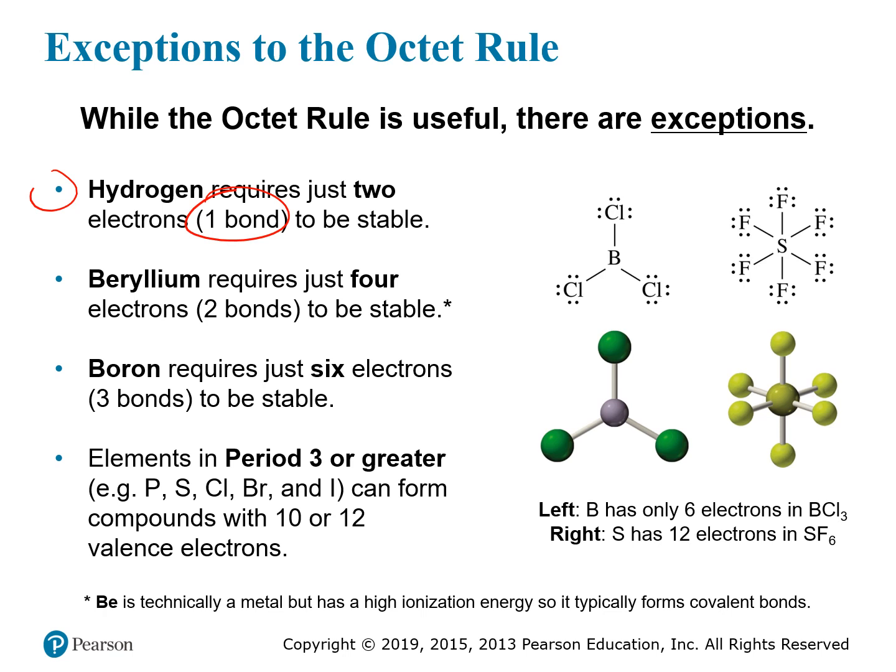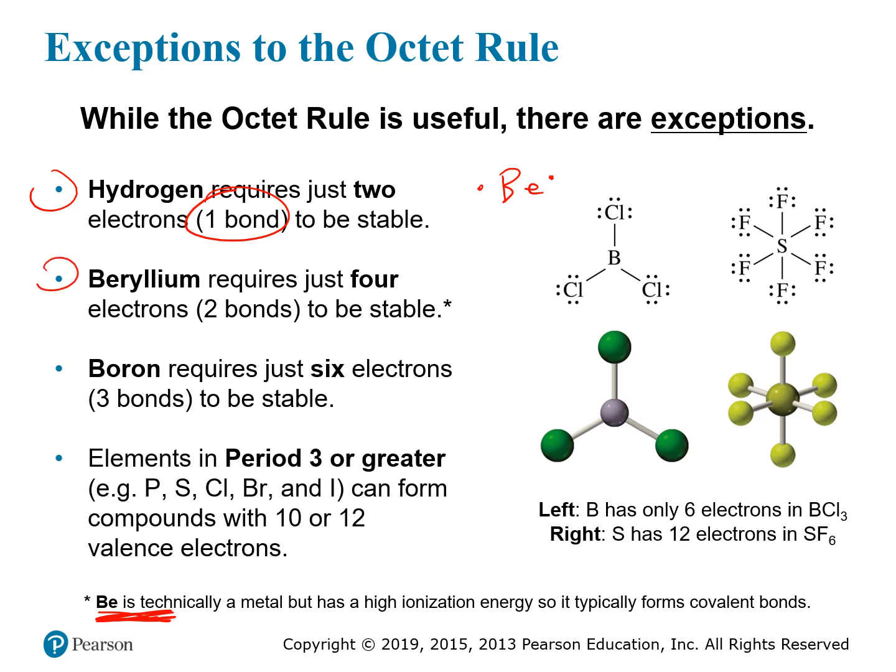Beryllium is another exception. Beryllium requires just 4 electrons. Beryllium has 2 valence electrons. Okay, so it has 2 unpaired valence electrons, so it can form 2 bonds, which is 4 electrons, and so it can be stable that way. One thing to notice about beryllium is it's not really a nonmetal. Technically, beryllium is a metal, but because of its high ionization energy, because it's so small, it does typically form covalent bonds. So you'll see it sometimes in questions and chapters and textbooks about covalent bonds. Okay, so beryllium is an exception where it just forms 2 bonds to get 4 electrons.